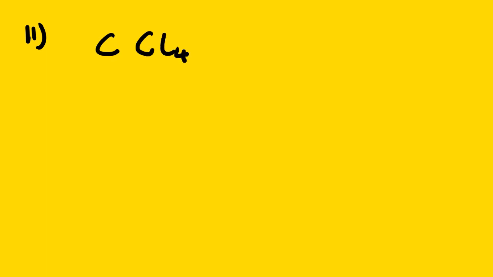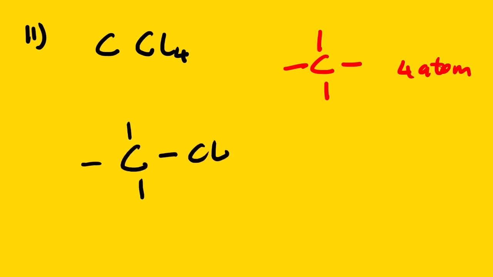CCl4. Now in this case, the reason why I emphasize these tricks based on carbon is that we are going to deal with carbon in this chapter. When we have 4 atoms, it will be like this. So we can simply draw it and attach our Cl. Then remember that Cl will have lone pairs. It's correct.